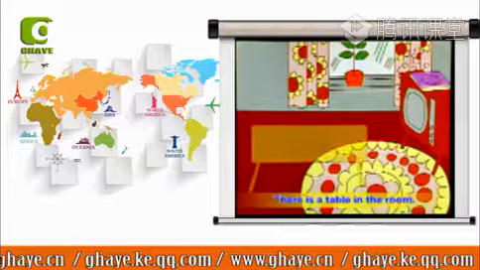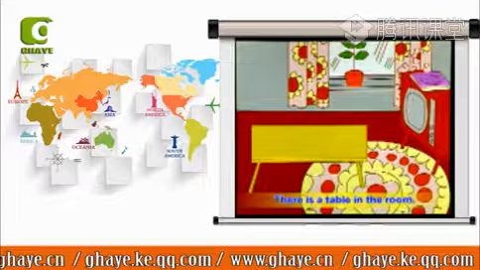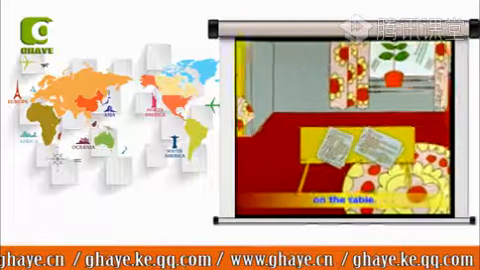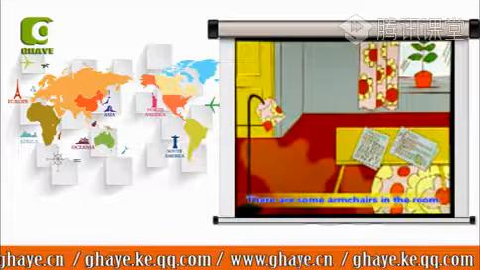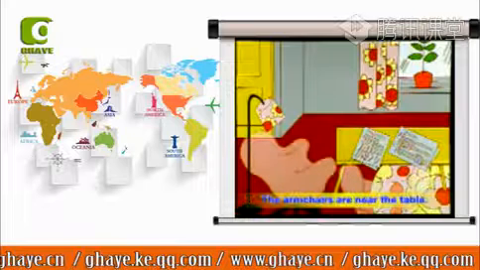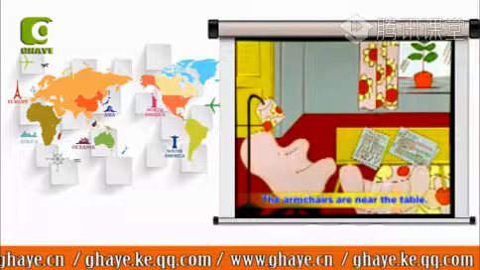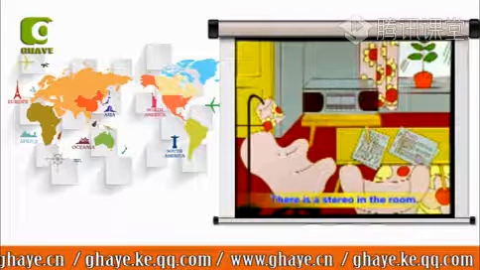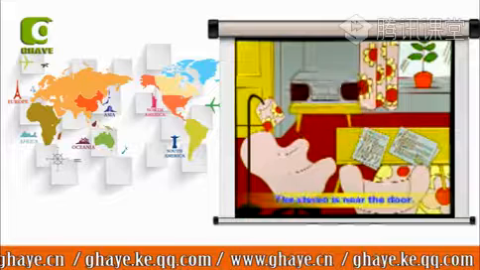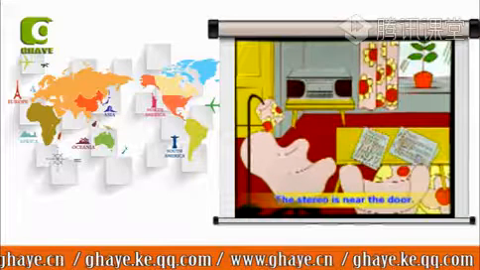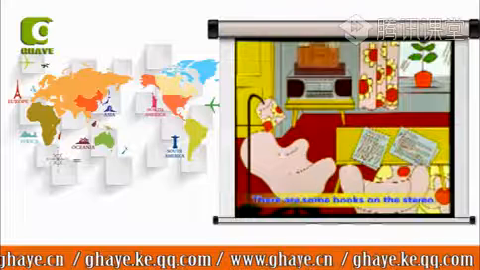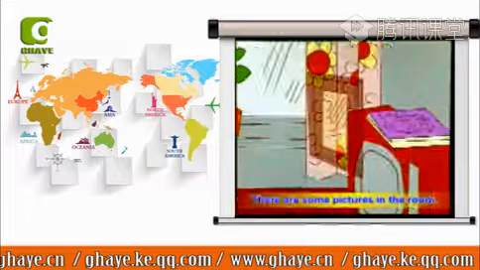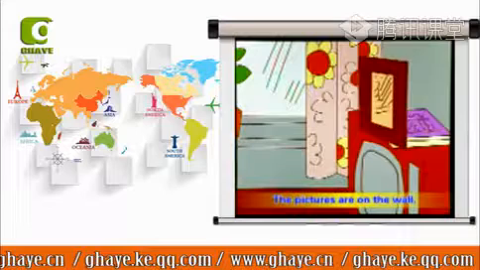There is a table in the room. There are some newspapers on the table. There are some armchairs in the room. The armchairs are near the table. There is a stereo in the room. The stereo is near the door. There are some books on the stereo. There are some pictures in the room. The pictures are on the wall.